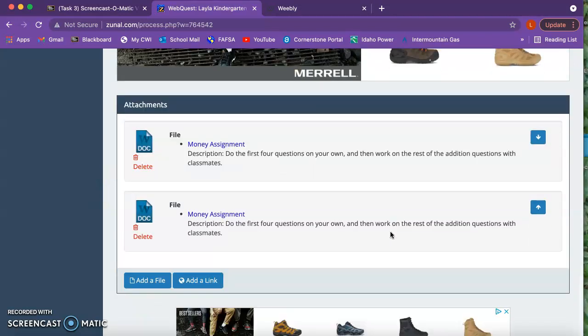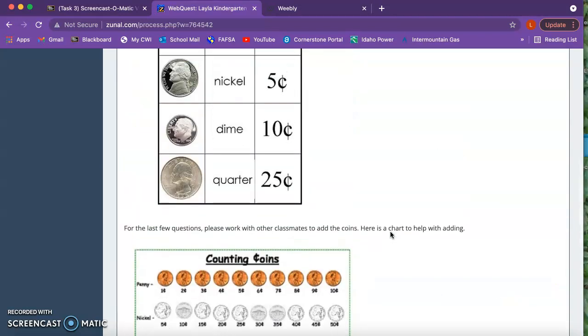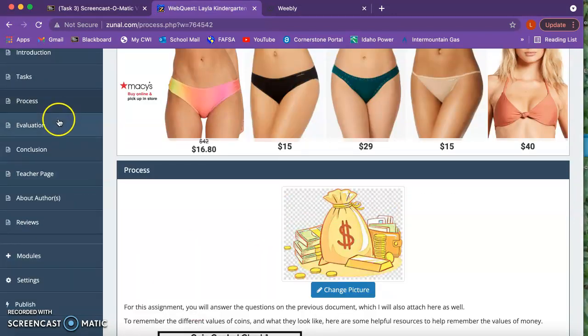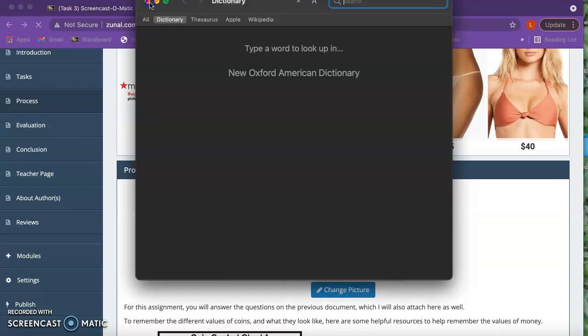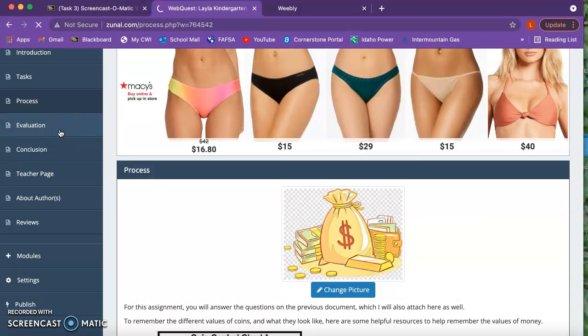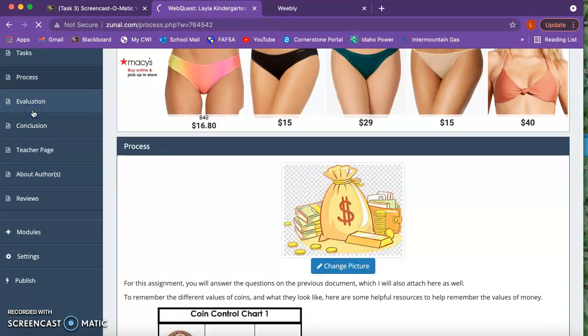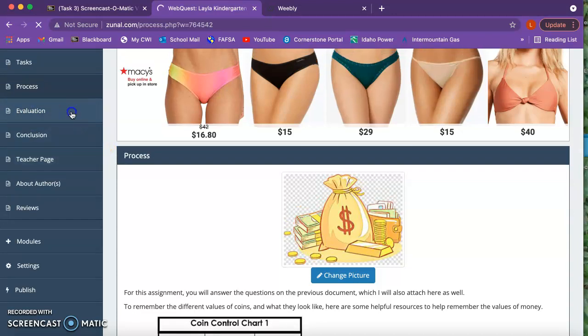This is for kindergartners, so it kind of does the assignment for them, but it's just to be helpful so they're able to do it, since it is supposed to be all online. And I'm trying to click this and it's just having a really hard time loading.